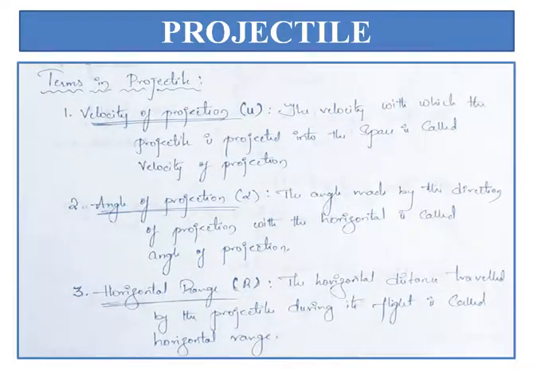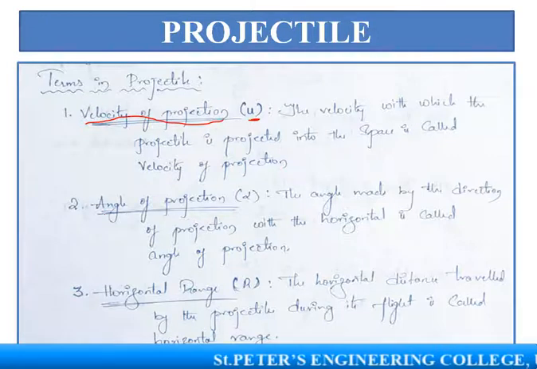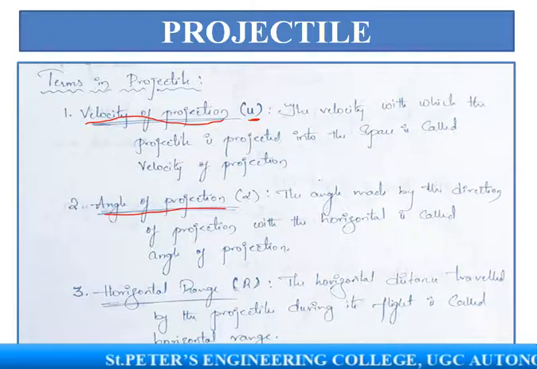And we'll see a few terms in this projectile. First one is the velocity of projection, which is u. The velocity with which the projectile is projected into space is called the velocity of projection. And the next one is the angle of projection.